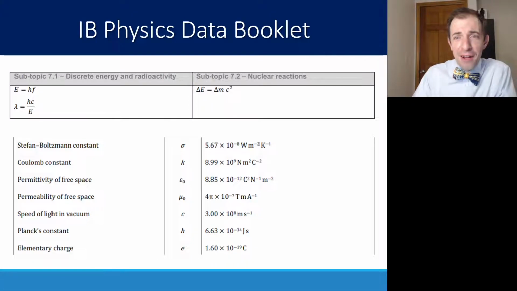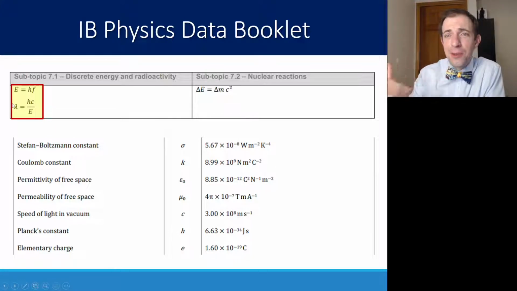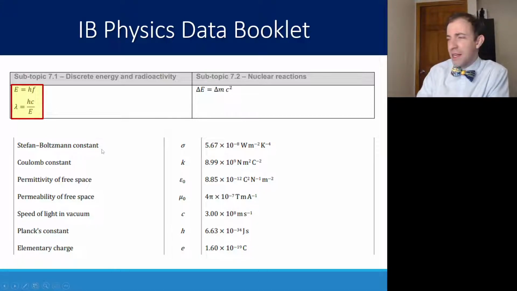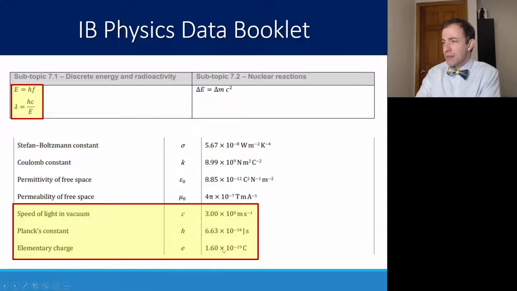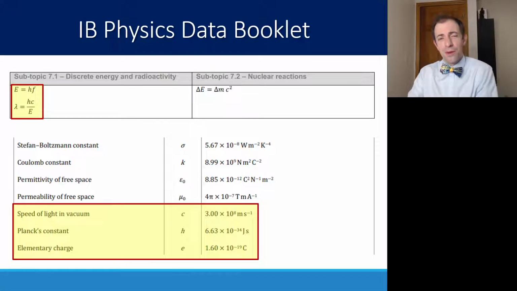All right, let's find all of this in the data booklet. Subtopic 7.1 has these two equations relating energy to the frequency and wavelength of light. You'll also see some variables here that were useful: the speed of light in a vacuum, that's c, Planck's constant, h, and then the elementary charge if you're trying to convert electron volts into joules or vice versa.